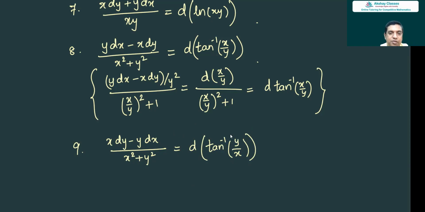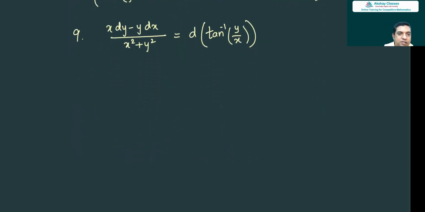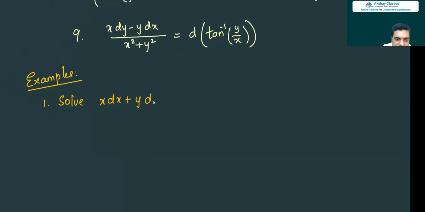So let's do some problems. There are many. You can keep writing so many if you wish. Another 10, 20 we can write combinations. So let's do this. Solve x dx plus y dy is equal to x dy minus y dx.